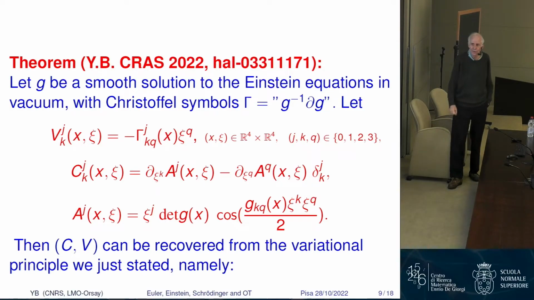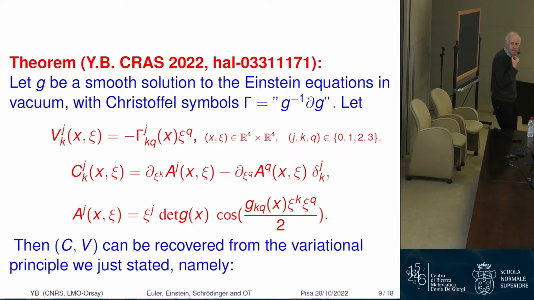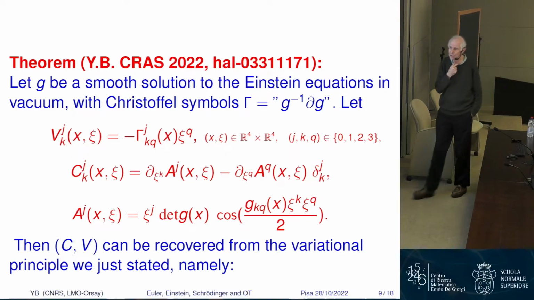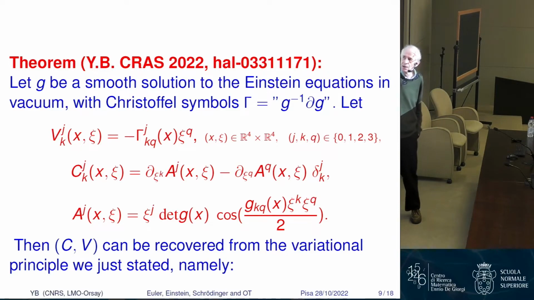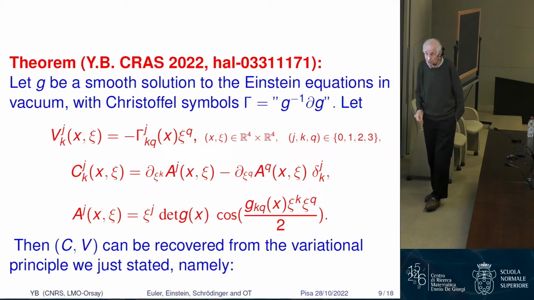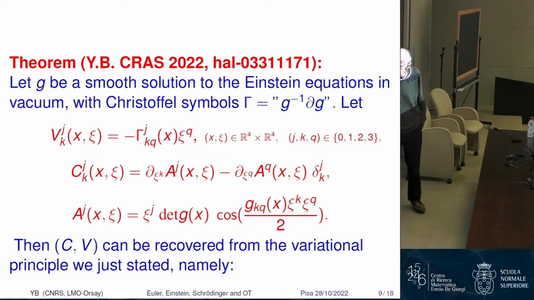And now the funny thing is that there is a closed formula for A, which is built on the metric itself and not on the Christoffel symbol. So you have a clear separation between the Christoffel symbol for V and the metric for C through A. And there is the determinant of G. It's not the square root of it, it's a determinant.